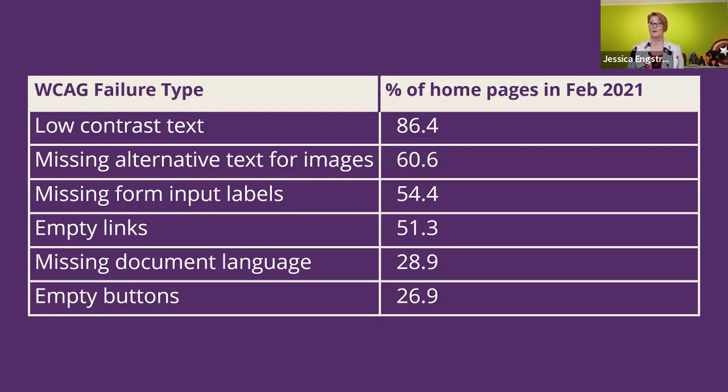97% of all the web pages, the top 1 million web pages, have WCAG failures. Now, the good thing is that almost 97% of those 97% are within just 6 categories. So if we address that handful of errors, we will significantly improve our accessibility. So let's look at the most common accessibility issue, which is contrast. Over 86% of pages have this issue.